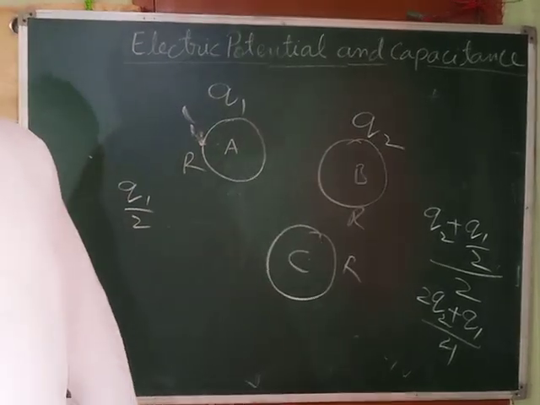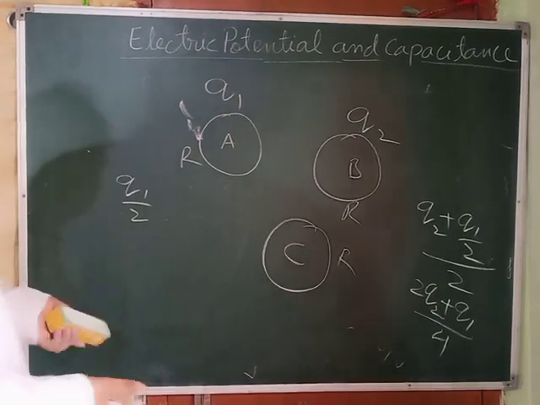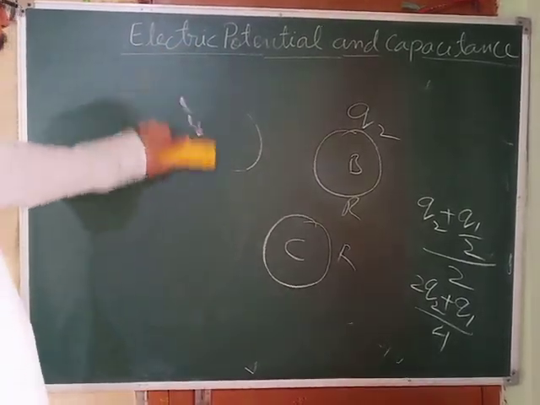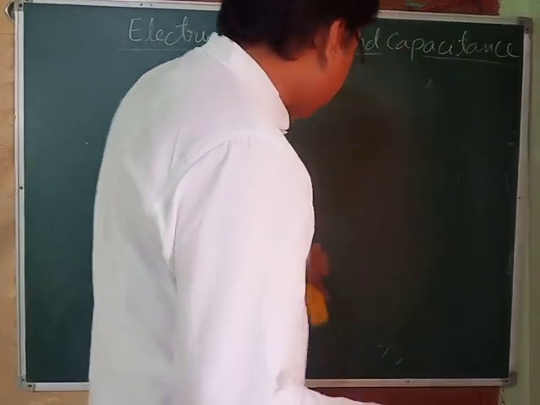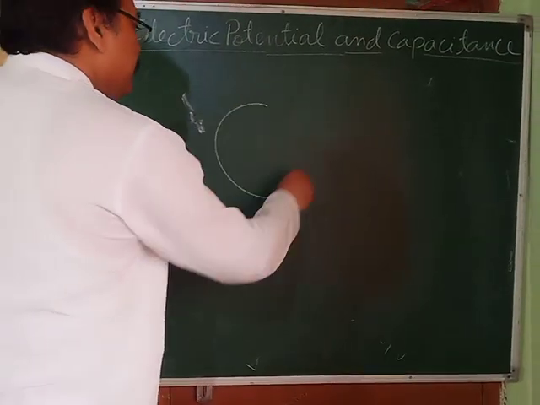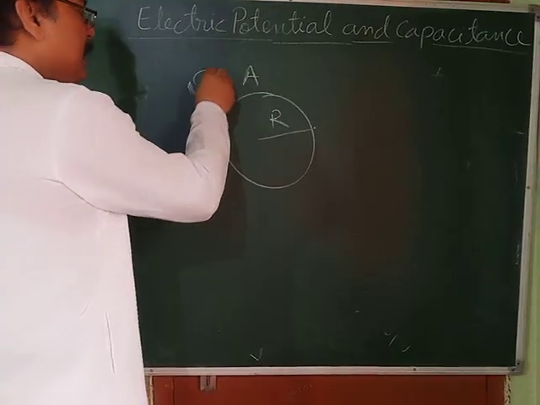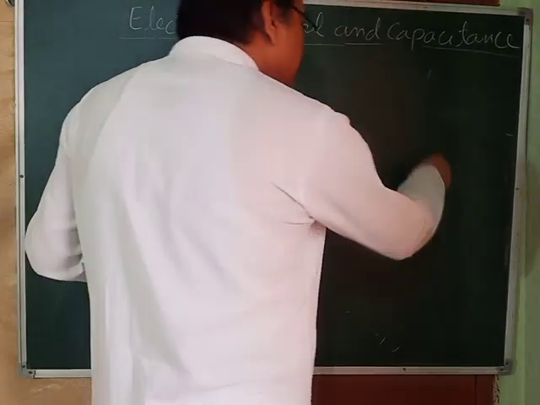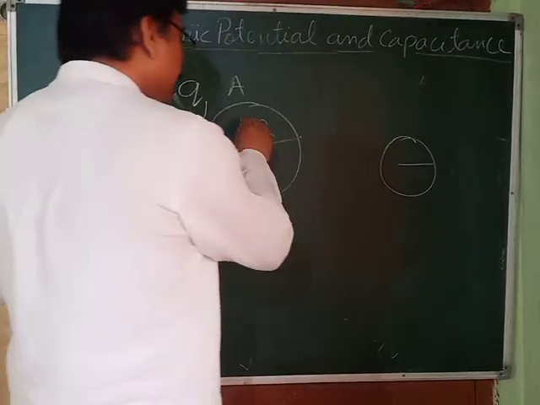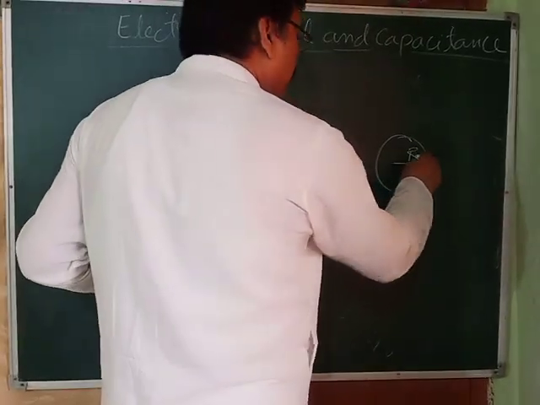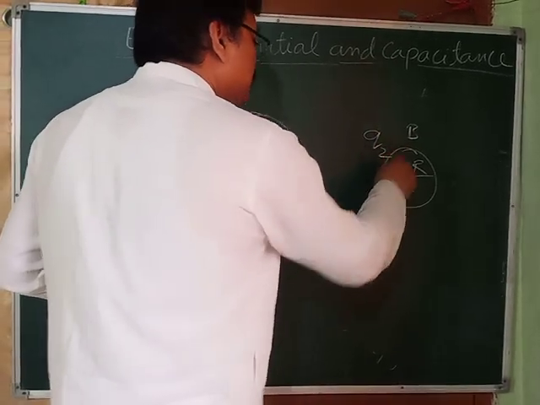But my dear children, if they are not identical, then what will happen? Then how will you find the distribution of charge? Let me tell you. Suppose spheres are not identical. This is a sphere A of radius r, which is carrying charge q1, and this is suppose of radius 4r, and this is of r. Okay, this is sphere B, and it carries charge q2.